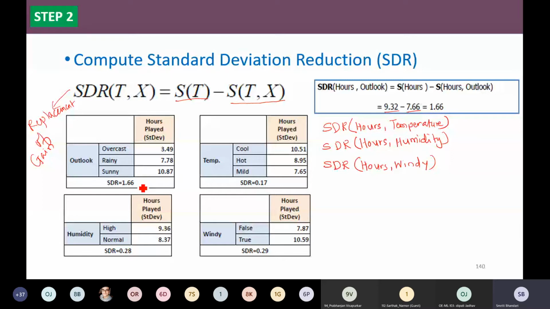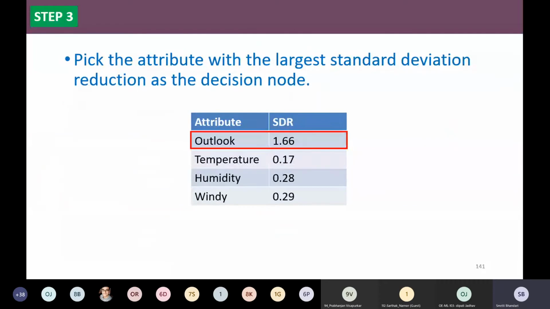And we have mentioned here in this table: SDR for outlook comes out to be 1.66, SDR for temperature comes out to be 0.17, SDR for humidity comes out to be 0.28, and SDR for windy comes out to be 0.29. So we now have all those SDR values. So what next? Similar to the earlier ID3 algorithm for classification, we are listing here all the attributes along with their respective SDR values.